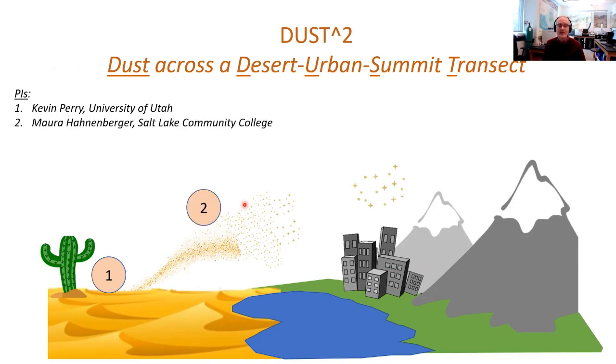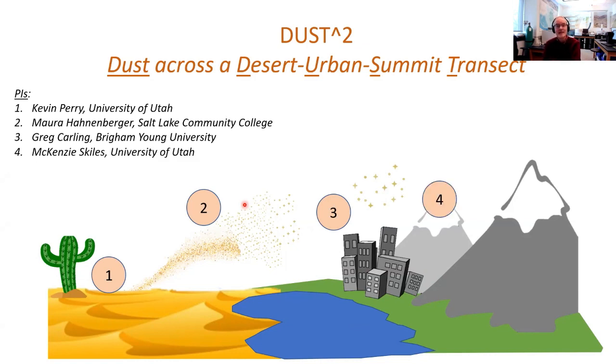Maura Honnenberger at Salt Lake Community College is working with a number of other modeling experts to study the conditions that are involved in transporting dust from source regions to deposition. Greg Carling at Brigham Young University in Provo, Utah is working a lot on dust geochemistry and the effects of dust on stream water chemistry, particularly during the spring snowmelt pulse. Mackenzie Skiles, also at the University of Utah, is working primarily on dust on snow and modeling the effects on advancement of the spring hydrograph in response to the dust content of the snowpack.